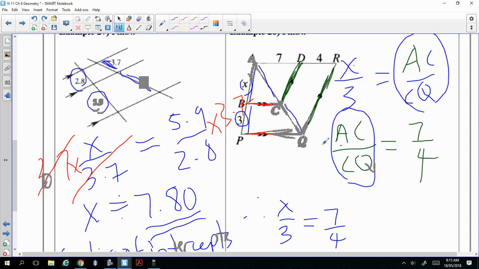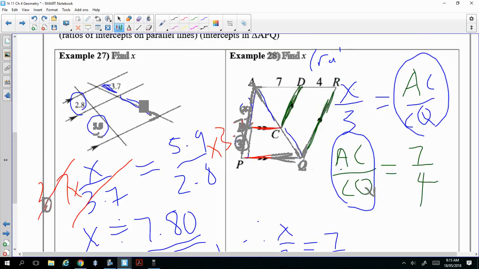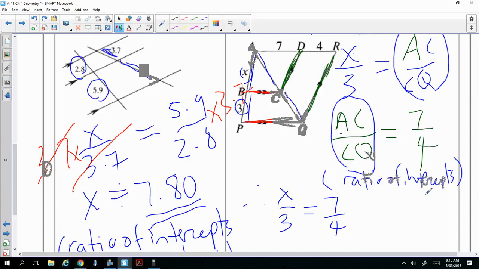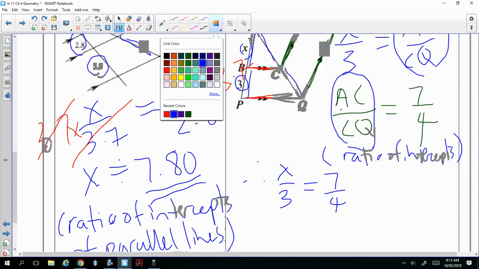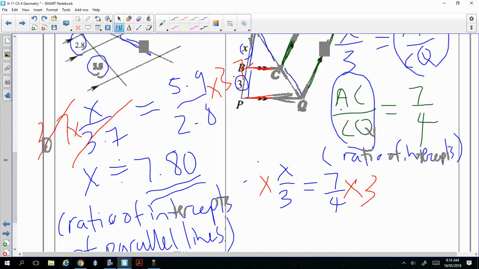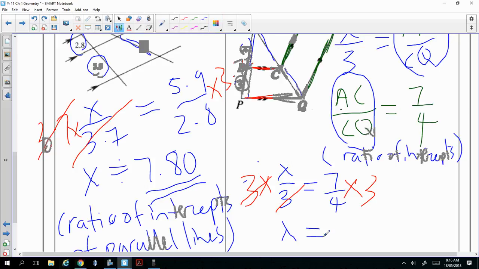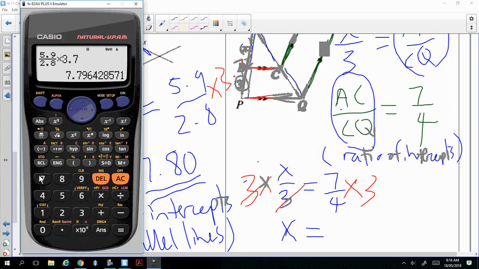The reason for each is ratio of intercepts. So give a reason every time you write down a formula. After we finish, we're going to find x. We're going to times both sides by 3, and that will give you the answer. So x equals 7 over 4 times 3. You do 7 divided by 4 times 3, which equals 5.25. Yep, got it.